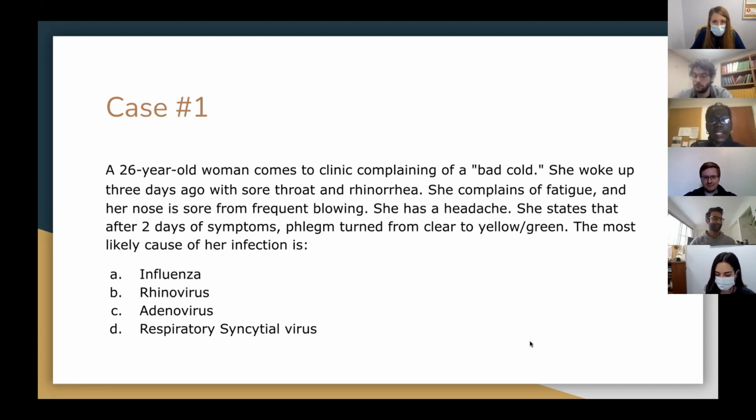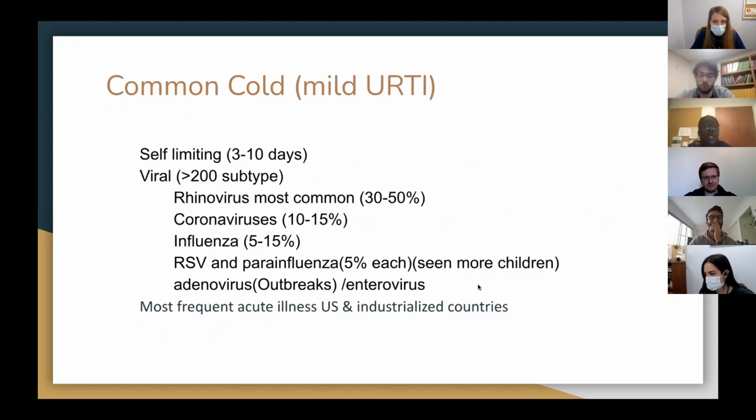So the answer is the most likely cause of infections with a common cold is rhinovirus. The common cold, AKA mild upper respiratory tract infection, lasts from 3 to 10 days and is all viral. Over 200 different subtypes of viruses are responsible. The most common is rhinovirus, which accounts for up to 50% of the infections that cause the common cold, followed by coronavirus at 15%, then influenza, and then a smattering of RSV and adenovirus, which you would normally see in outbreak situations, like the military, schools, and daycares.